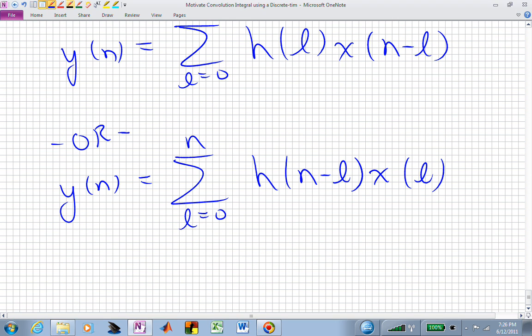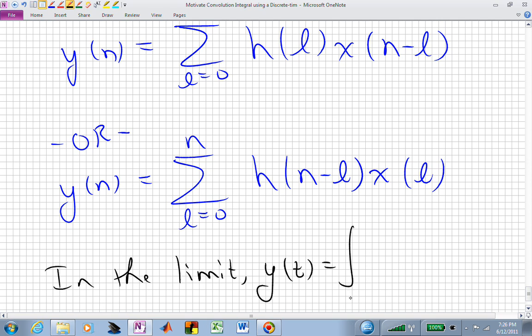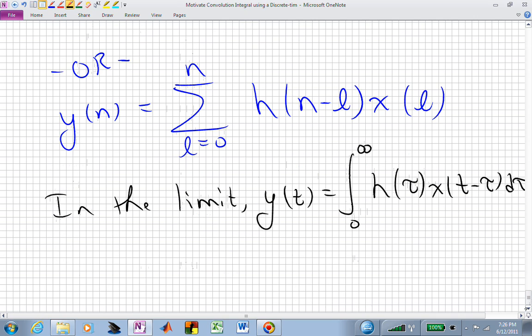And in the limit, let's say that we look at the limiting case on the first one. We see that now instead of n we're dealing with continuous time t. This sum becomes an integral, and now we're integrating from 0 to infinity of our impulse response h, over the variable of integration, which we've called tau, x of t minus tau d tau. That's now the convolution integral, which is valid for t between minus infinity and infinity.